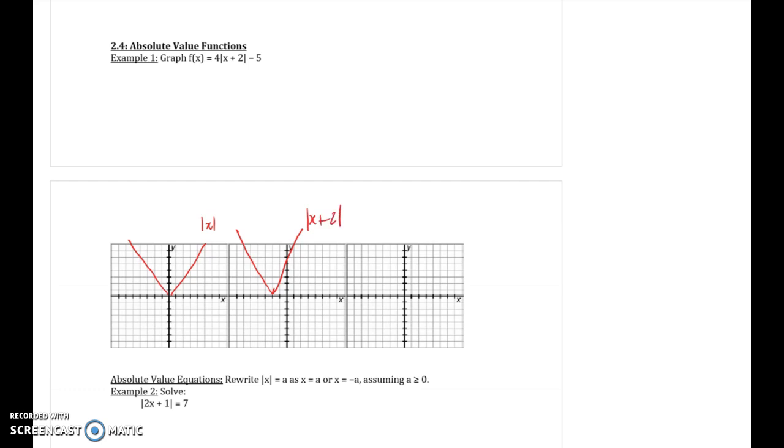Then because of the 4, I'm going to have a vertical stretch, and so I'm supposed to have something looking more like that. Okay, more narrow. This is 4 times x plus 2. And now minus 5, that means I'm going to have a shift down of 5.